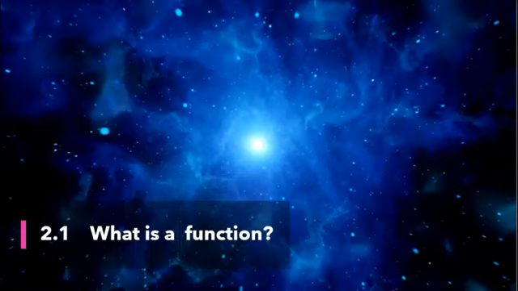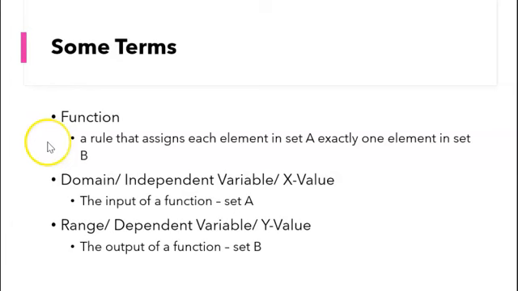So the first thing I have for you are some terms. The first term is function. A function is a rule that assigns each element in set A exactly one element in set B. Basically what that means, set A is the input values, set B is the output value, and every input has only one possible output.